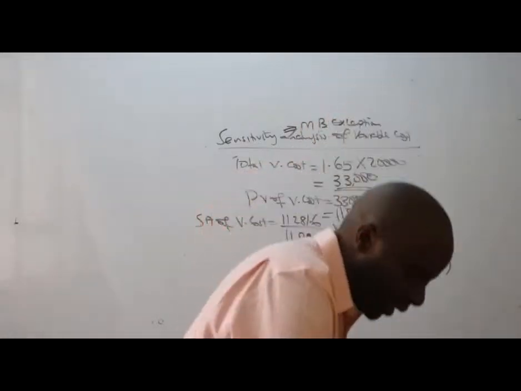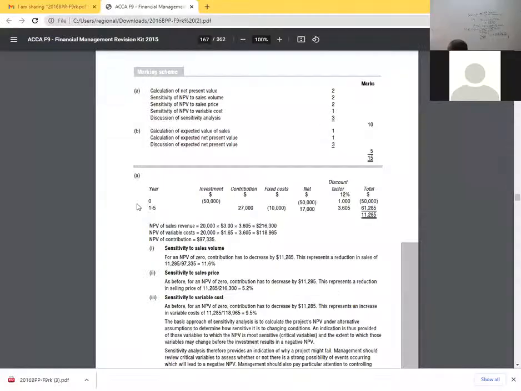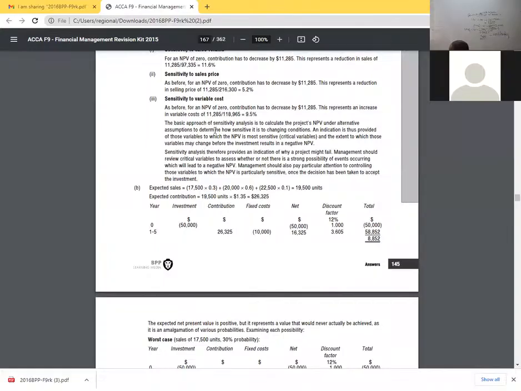And I would want us to read the answer given here by ACCA. So we are told here, the basic approach of sensitivity analysis is to calculate the project's net present value and alternative assumptions to determine how sensitive it is to changing conditions. An indication is thus provided of those variables to which the NPV is most sensitive, the critical variables, and the extent to which those variables may change before the investment results in a negative NPV. Sensitivity analysis therefore provides an indication of why a project might fail.